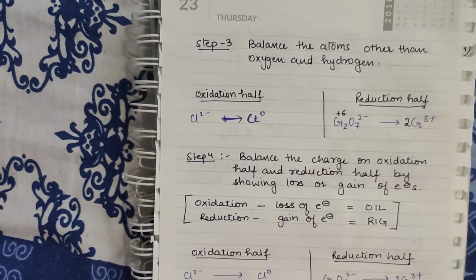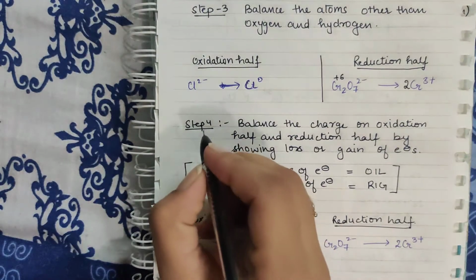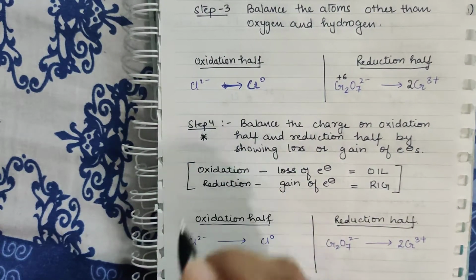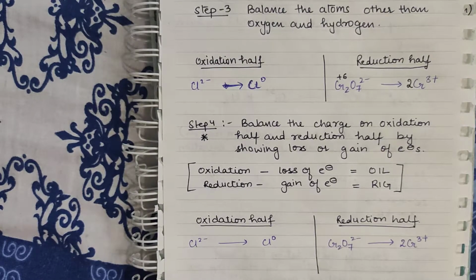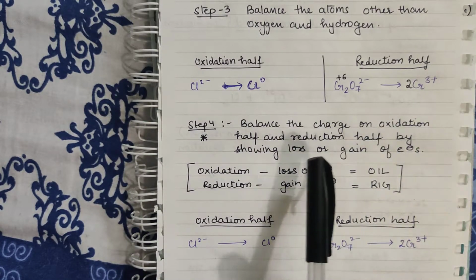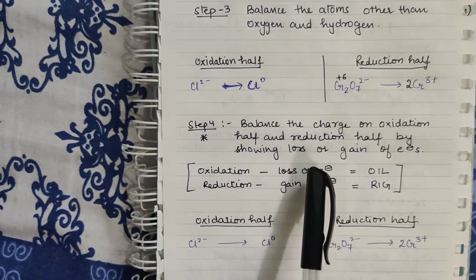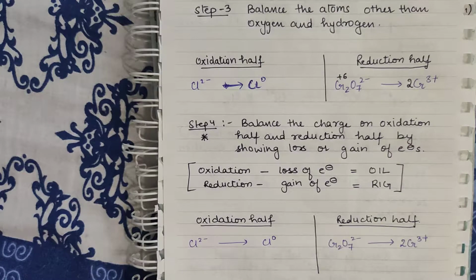Now we move on to step 4. After balancing the atoms, this is the most important step which you need to understand, because if you make a mistake in this step, that means the entire equation is going to be wrong. So let's study the step first. Balance the charge on the oxidation half and reduction half by showing loss or gain of electrons. So we have to balance the charge on both sides, that is oxidation half and reduction half, by showing the loss or gain of electrons.